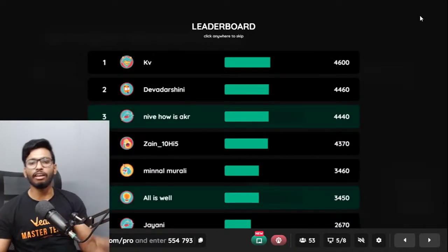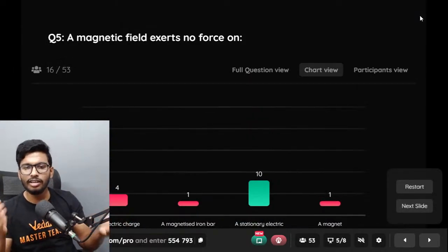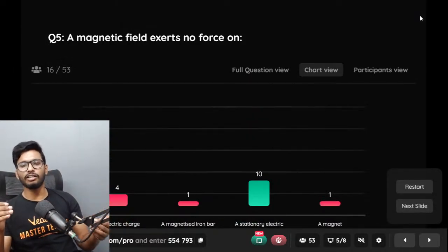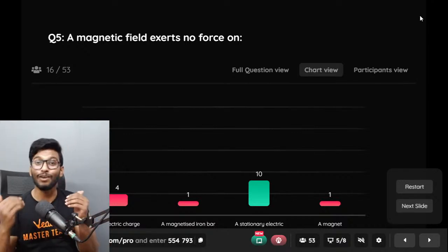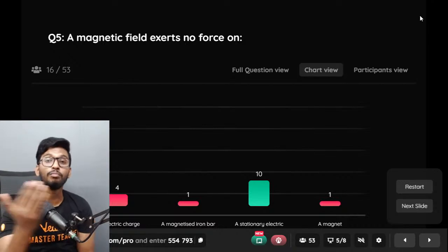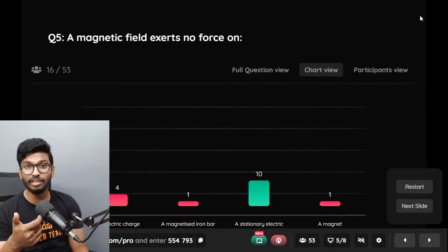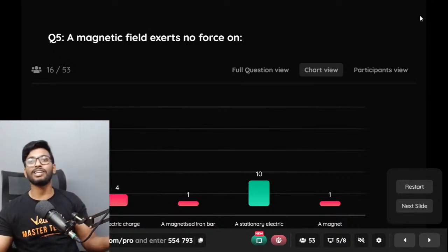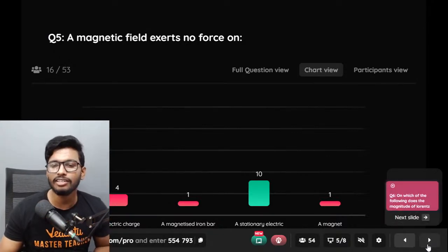It says that if the charge is stationary, that means there is no current flowing through the conductor. If there is no current flowing through the conductor, then there will be no force on that conductor, because in order for Lorentz force to act, the charge has to be moving. It has to be in motion. If it is stationary, then that conductor will not experience any force at all. So option number C is definitely the right answer for this question.